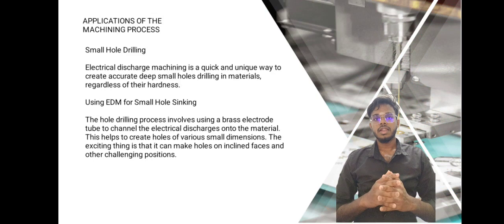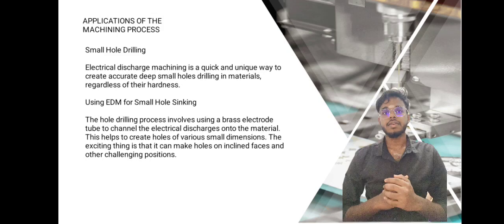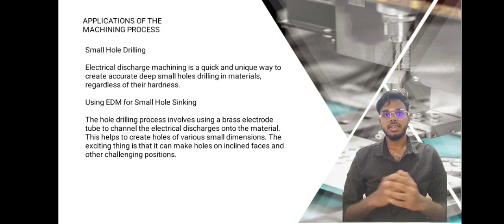Small hole drilling. Electrical discharge machining is a quick and unique way to create accurate, deep small holes in materials, regardless of their hardness. EDM for small hole sinking. The drilling process involves using a brass electrode tube to channel the electrical discharge into the material. This helps to create holes of various small dimensions. The exciting thing is that it can make holes on inclined faces and in other challenging positions.